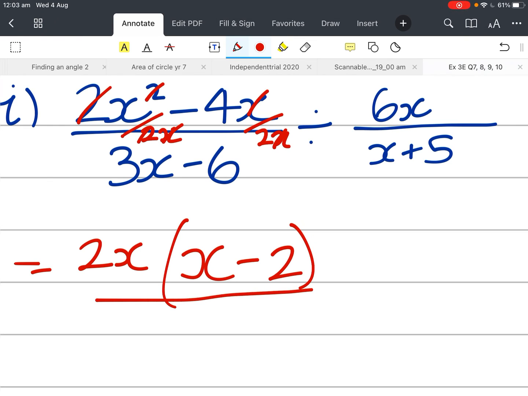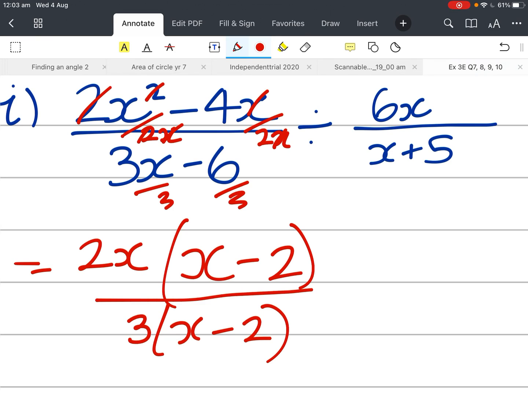Now I can also factorise this bottom one. 3x minus 6, well 3 goes into 6, so I'm going to bring a 3 out. I'm going to put an x there. Remember, I'm dividing both by 3. And 6 divided by 3 is also 2.